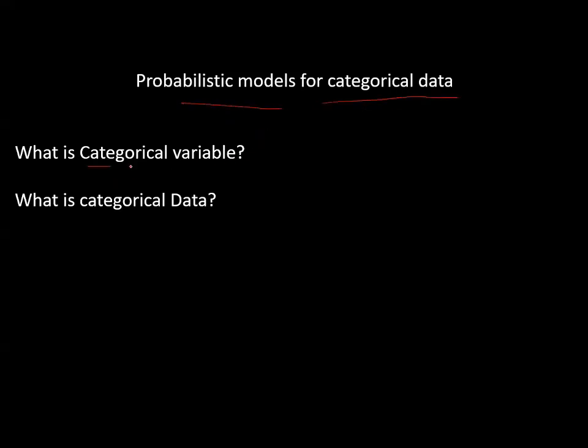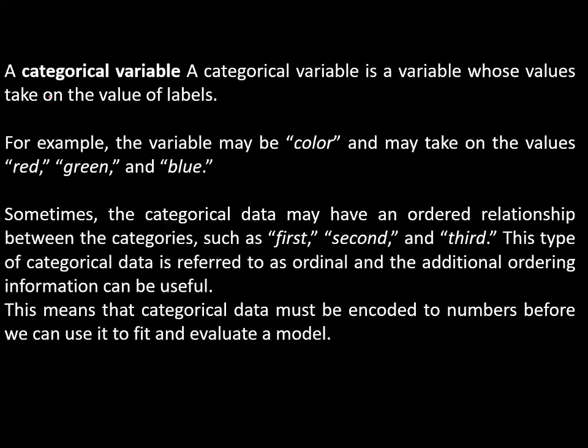What do you mean by categorical variable and what is meant by categorical data? Let us see this with an example. Now, what is a categorical variable? A categorical variable is a variable whose values take on the value of labels. Labels means the target labels, so labels, yes or no, true or false, our target.